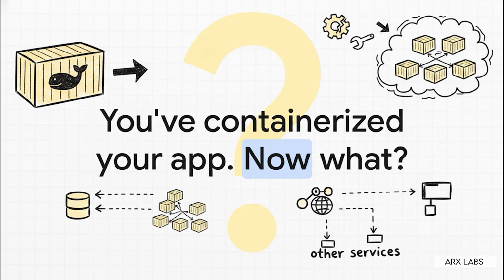So you've done the work, right? Your application is all neatly packaged up inside a container. Maybe it's a Docker container. And that's a huge first step for sure. But the real question is, what now? How do you take that one little container and actually run it reliably in production? Because just running it, that's not enough. You've got to handle failures. You need to scale up when traffic spikes, and you have to connect it to everything else.